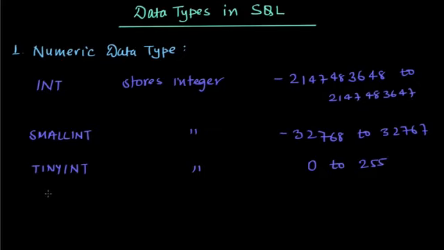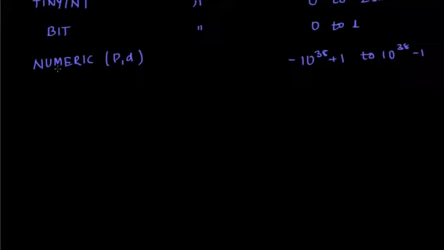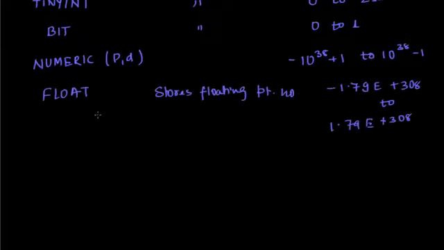Similarly, we also have the bit data type. It stores one bit, that is either 0 or 1. So let's write it, 0 to 1. We have another data type, numeric, and it stores precision specified by users, and this is the range for numeric. Another data type is float, which stores floating point numbers, and it will store numbers from minus 1.79E plus 308, this one. This is basically a scientific representation.